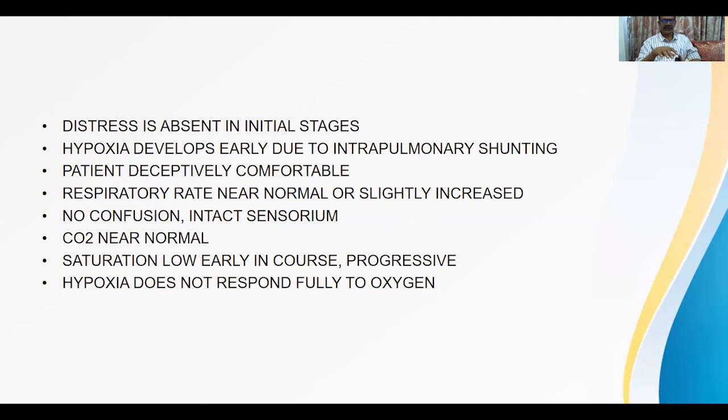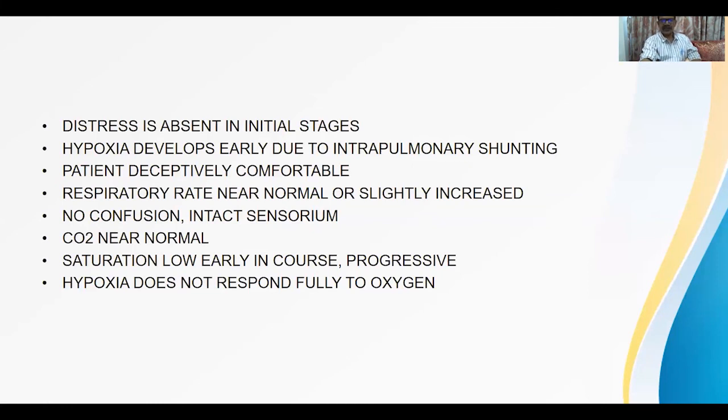The patient is not distressed, he is only hypoxic, and there is no saturation monitoring. He spends a long time in quarantine centers or at home, and the patient is very comfortable actually. Respiratory rate is near normal or only slightly increased because there is no complete collapse of alveolus, only partial collapse. Some pneumocytes are functioning. No confusion, intact sensorium, carbon dioxide near normal. Saturation is low early in the course and progressive. The saturation is low and keeps on dropping as the disease progresses.